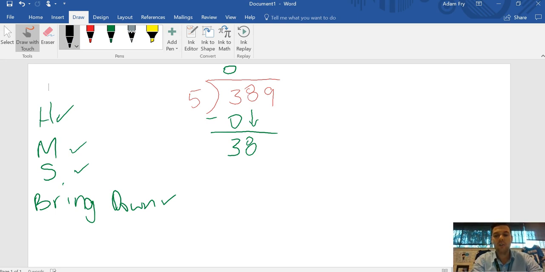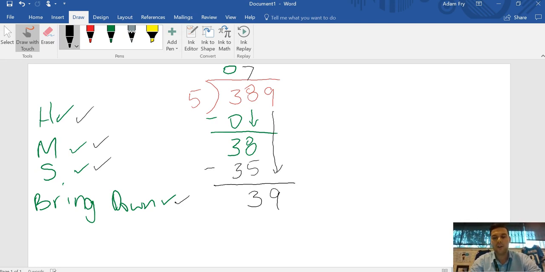So, how many times does 5 go into 38? Well, if we know our multiples, 5 times 7 equals 35. So let's put a 7 there. So we've done how many times does 5 go into 38? It goes 7 times. We then multiply. 5 multiplied by 7 equals, and I've just said it, 35. So we've now multiplied. And now we subtract, because that's our third step. 38 subtract 35 equals 3. And then we must bring down our 9. So the 9 comes down here, and this now becomes 39.